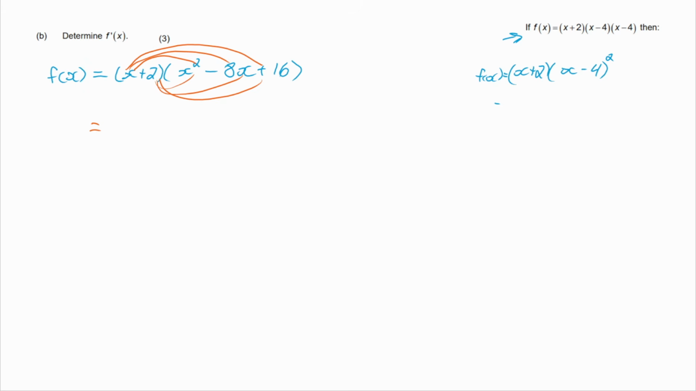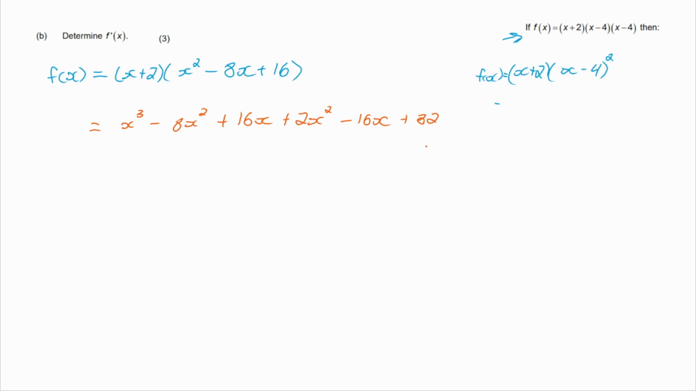Okay, so this is a bit messy. What we get there is x cubed minus 8x squared plus 16x plus 2x squared minus 16x, and then 2 times 16 is 32. Okay, sorry, my mind went blank. So let us collect like terms. These are going to cancel for us. So what we're left with is x cubed minus 6x squared plus 32. So this is f(x). We've just rewritten f(x).